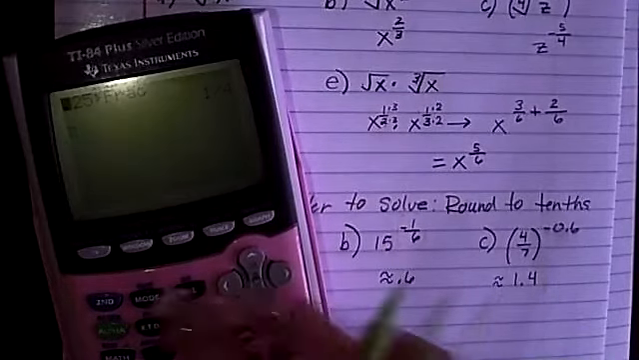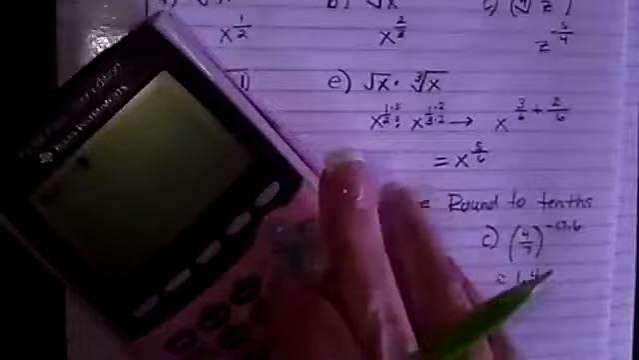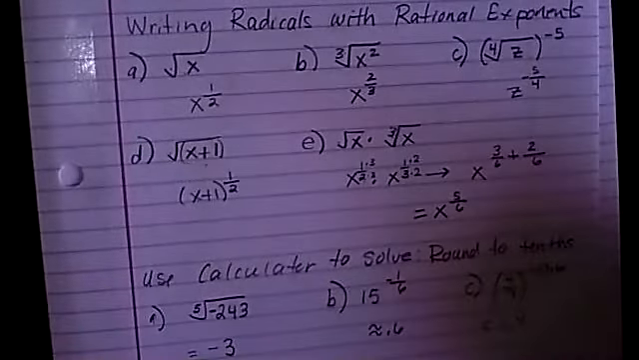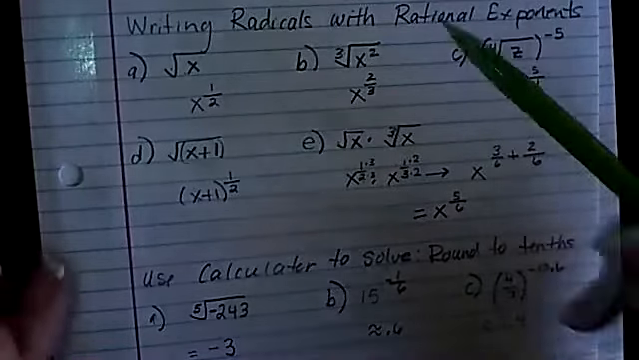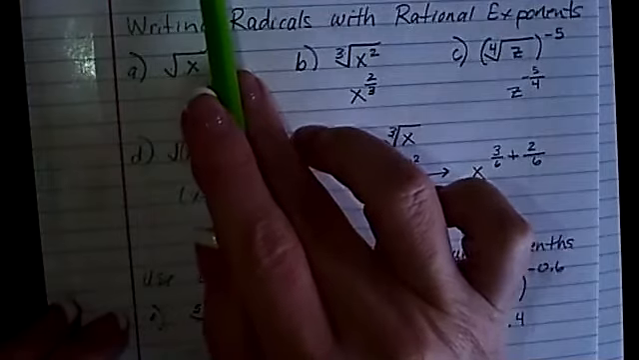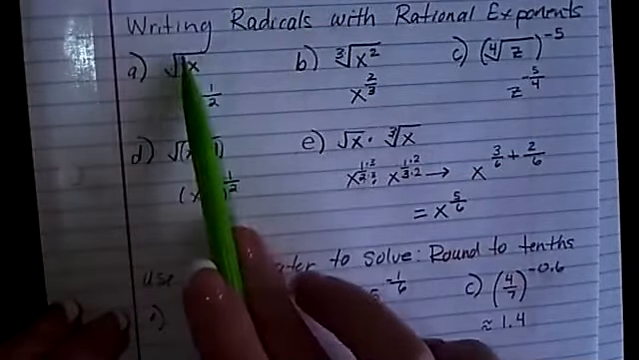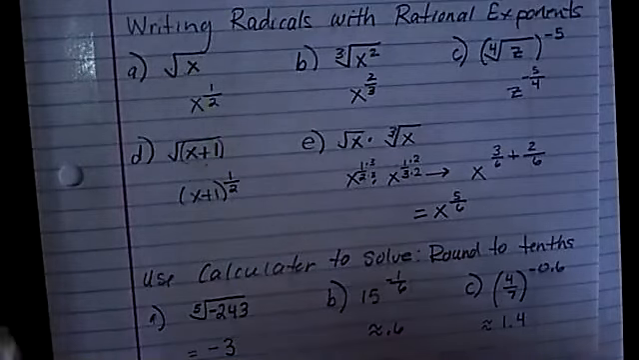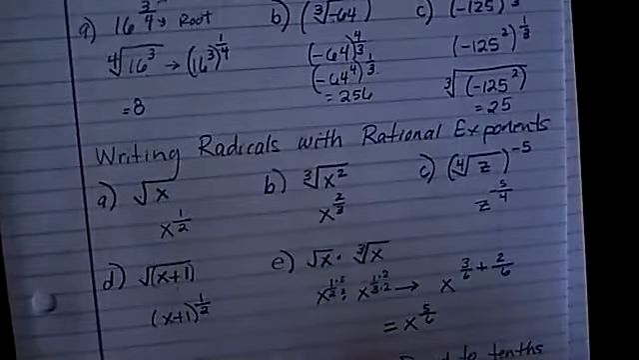Okay. All right. So that's pretty much all I have for you right now. So this will be your section 5.4, and really just be sure that you can write it, if you want to take it from an exponent to a radical form, from a radical to an exponent, and be able to do it with the calculator. That's mainly what you need to get out of section 5.4.